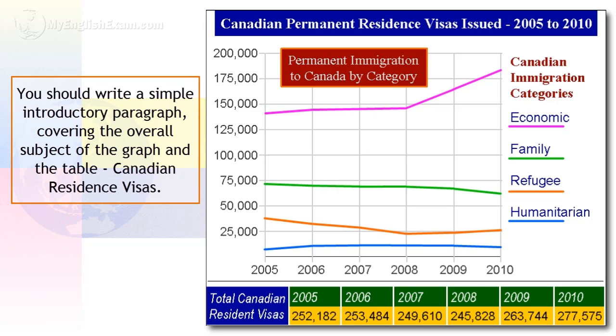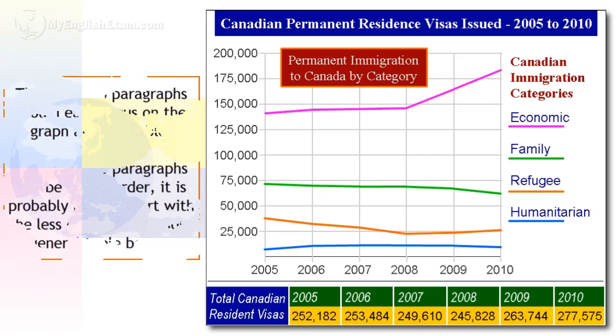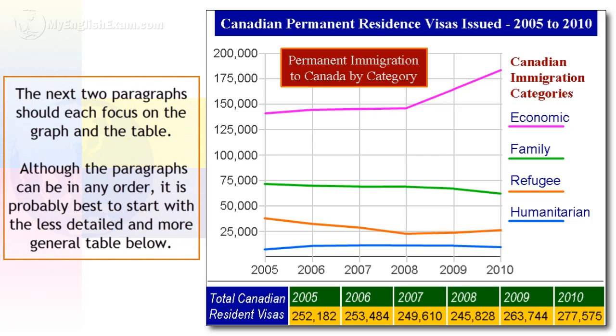You should write a simple introductory paragraph covering the overall subject of the graph and the table, Canadian residence visas. The next two paragraphs should each focus on the graph and the table. Although the paragraphs can be in any order, it is probably best to start with the less detailed and more general table below.